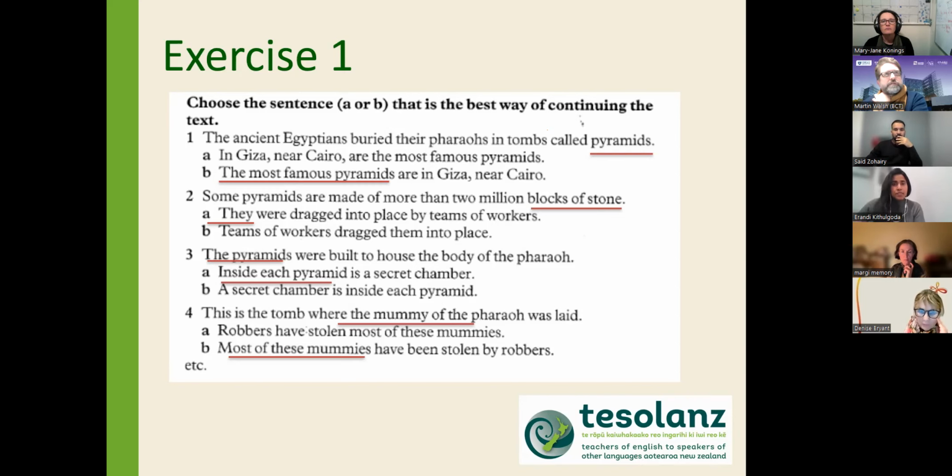I haven't talked too much about applications, but that is a good point, that the pronouns and where the pronouns refer back to, which part of the previous discourse they refer to, might need some unpacking with learners.